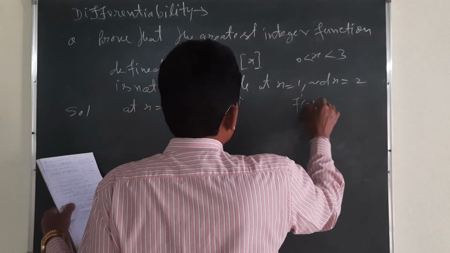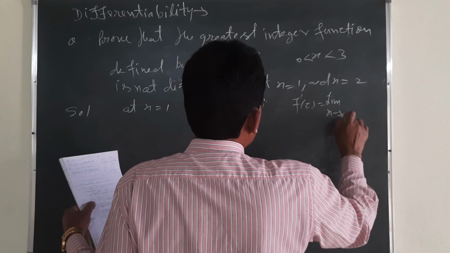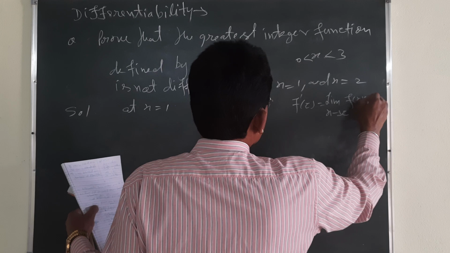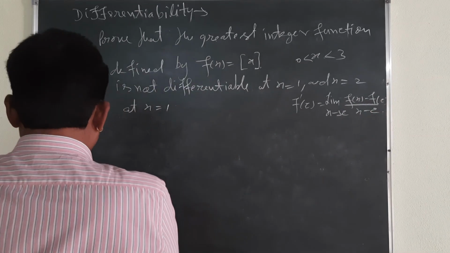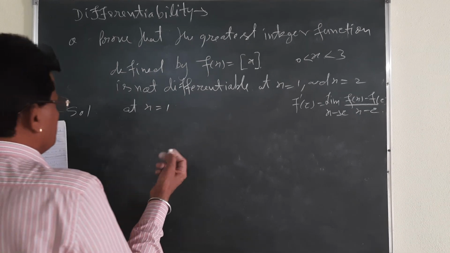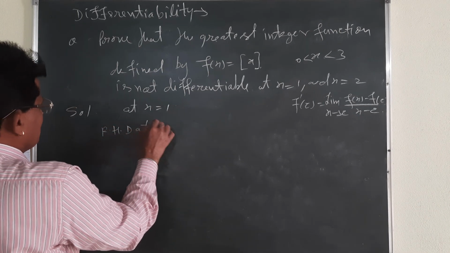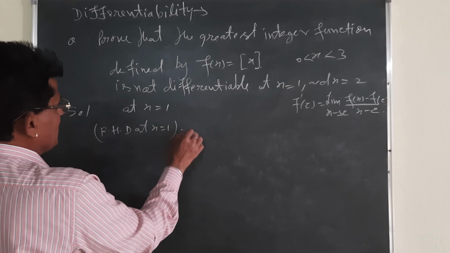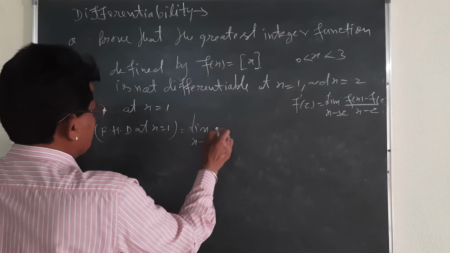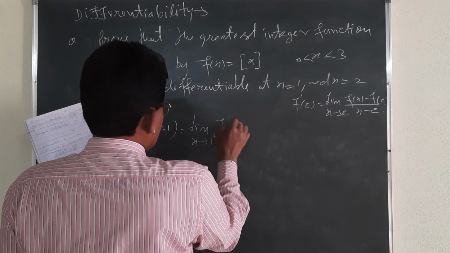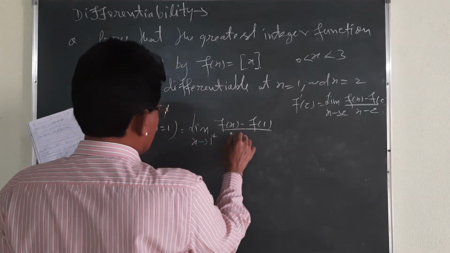f'(c) will be equal to limit x tends to c, [f(x) minus f(c)] over [x minus c]. This is the formula, and by using that one, let me take the right hand derivative at x is equal to 1. What will be the right hand derivative? Limit x tends to 1 positive, that will be the right hand limit, and f(x) minus f(1), because the point 1 is there, over x minus 1.